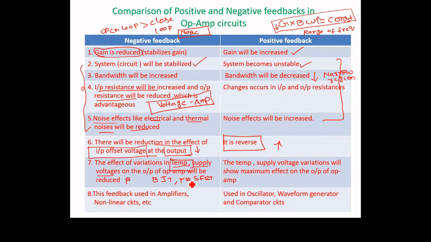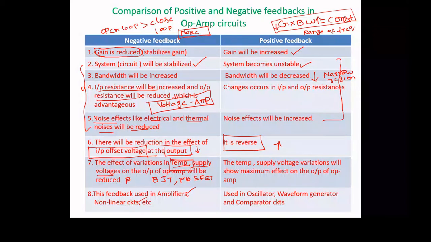So these parameters will change because of the negative feedback, so these effects also will be reduced. Will reduce, right? So what are the applications? This feedback is used in amplifiers. We'll use it in amplifiers as well as non-linear circuits, etc. There are a lot of applications.